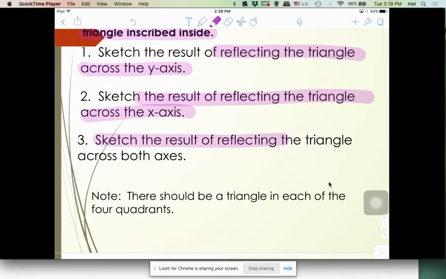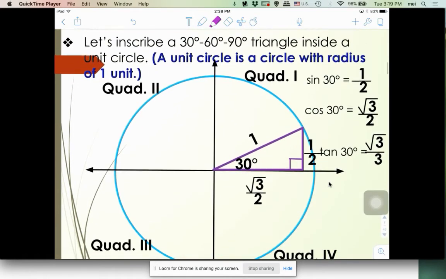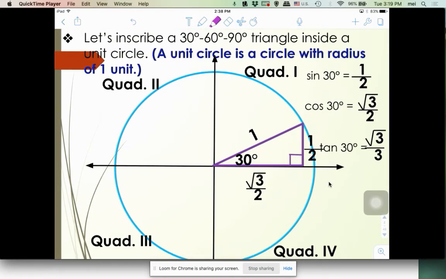And we just finished the last one as well. So we're done reflecting all the 45, 45, 90s. Take note that there should be a triangle in each quadrant, right? So we're going to continue this pattern, and we're going to involve a 30, 60, 90 again by finding the sine, cosine, and tangent of 30, 60, and 90. Let's focus on the 30-degree angle for now, because this triangle has both 30 and 60.